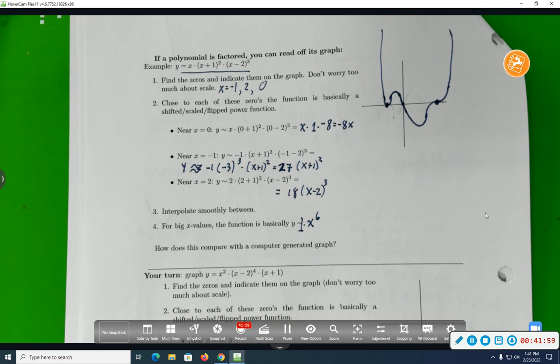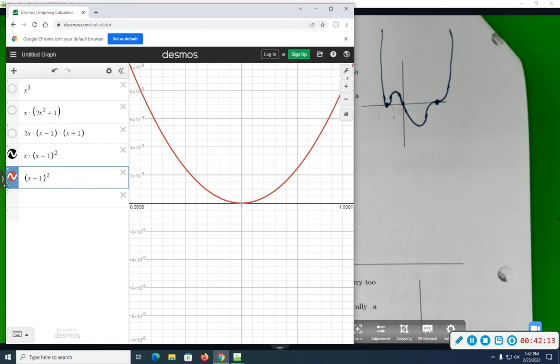So with that done, let's see by looking at a machine if this graph is reasonable. It's not going to be good, but it might be reasonable. It captures some correct structure. X times x plus 1 squared times x minus 2 cubed.